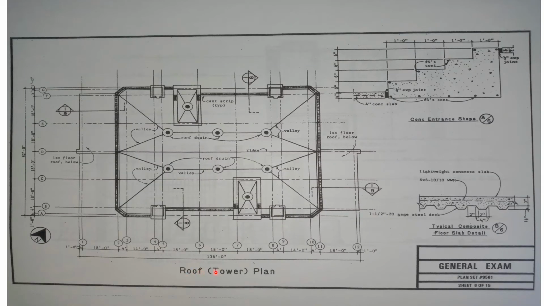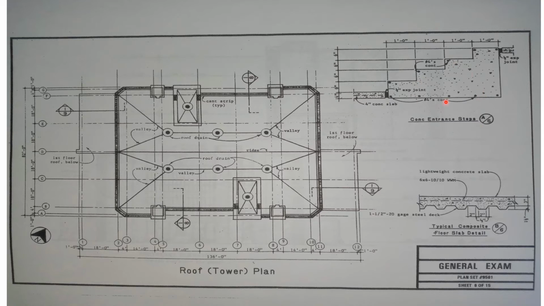Here is the roof plan. Now this is for the tower. This is for the main section. So you've got all these roof drains. That's going to become important. And then you've got the two elevator shafts. They have roof drains in them as well. And then we've got the concrete steps, a detail of the concrete steps.